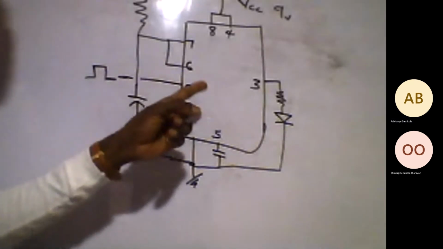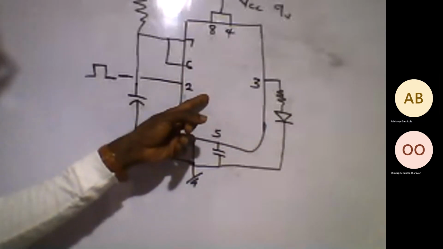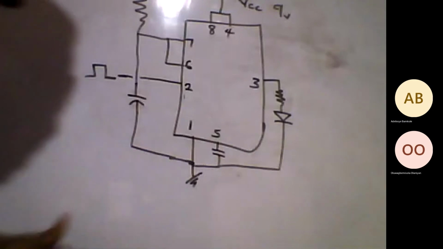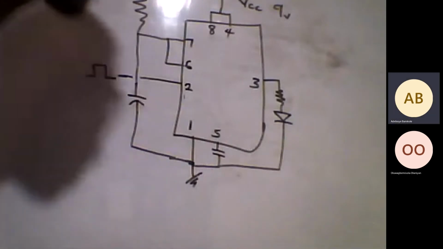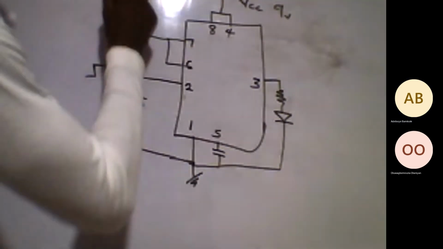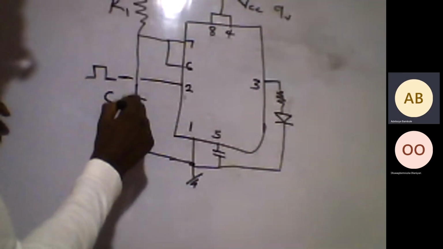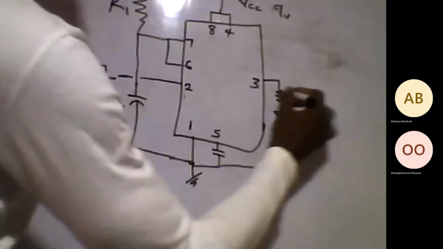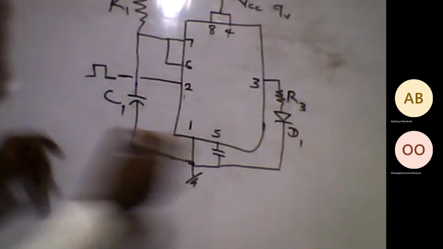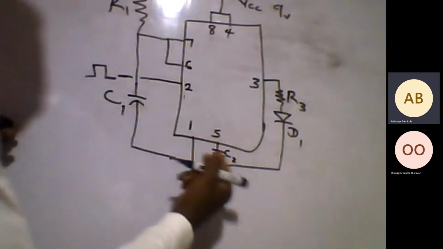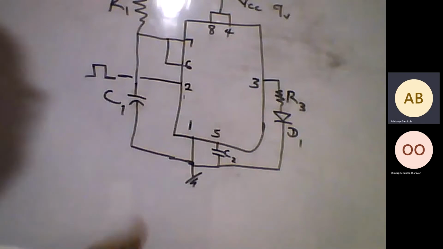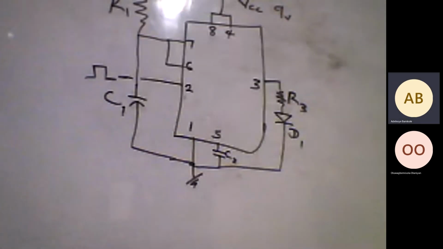And once this happens, the monostable will change state from its stable state to its unstable state for the period of time that will be calculated. As usual, C2 is not compulsory. It is just to provide stability, and you can make it 10 nanofarad.